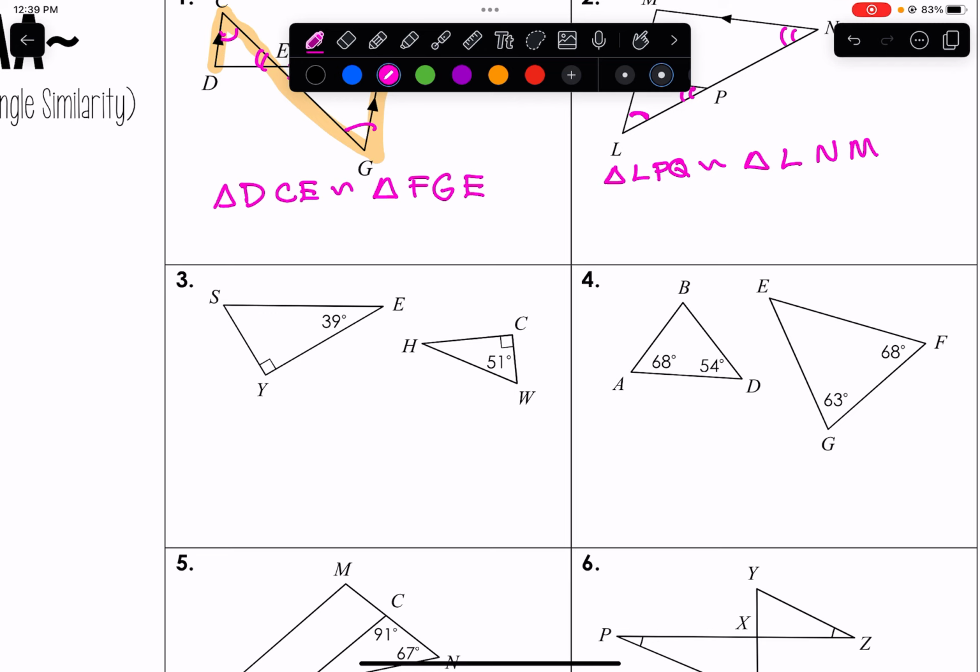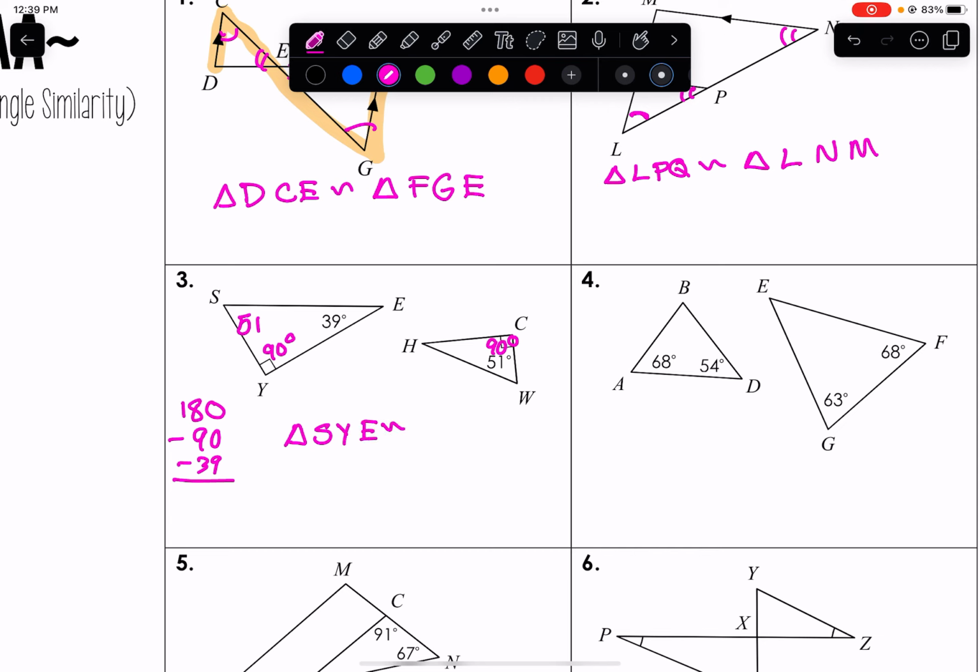So here I'm giving a 90-degree angle. And you might say 51 and 39 are not the same, so you can't say that they're similar. But we also know that the total number of degrees is 180. And if I subtract 90 and 39, I get 51. So these actually are not congruent. I'm going to keep doing that. These actually are similar triangles.